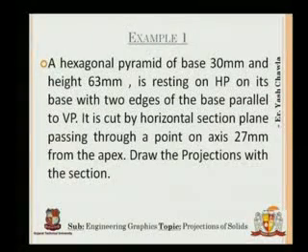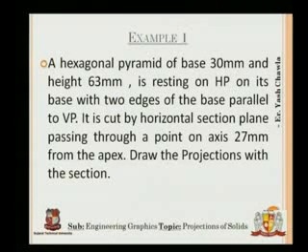The first problem, now this is a simple problem that we are taking up. A hexagonal pyramid which is of base 30 mm and height 63 mm is resting on HP on its base with two edges of the base parallel to VP. So it says that two edges of its base are parallel to VP. So one of the corners will be in HP, as we'll be seeing when we draw the solution on the paper. Two of its base edges are parallel to VP.